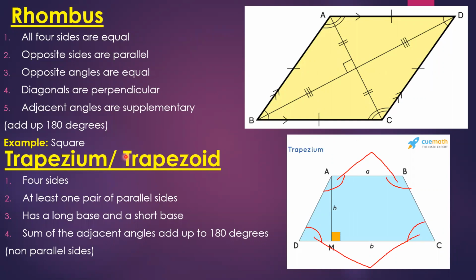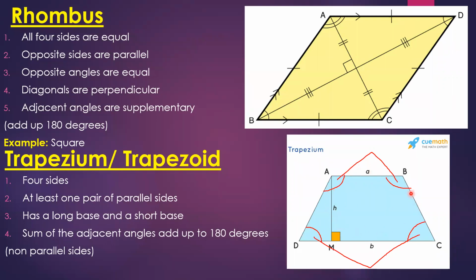Trapezium. Number one, four sides. Number two, at least one pair of parallel sides. Number three, has a long base and a short base. Number four, sums of the adjacent angles add up to 180 degrees. Parallel sides, non-parallel sides. So this right here is a trapezium.